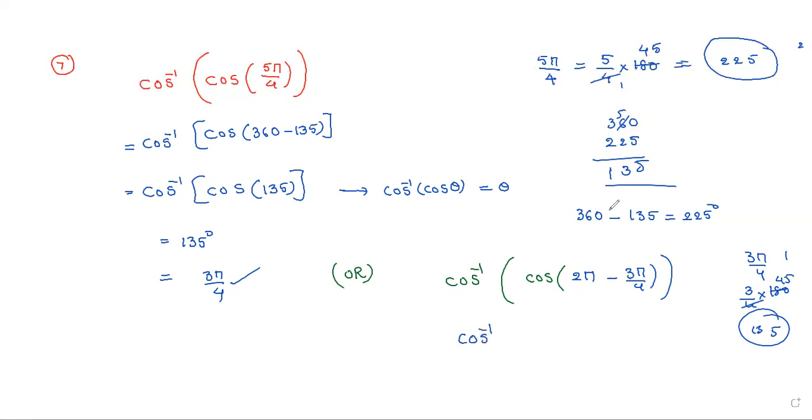So cos inverse of cos of 360 minus theta. Cos of 360 minus theta is in which quadrant? The fourth quadrant, where cos is positive, so it is plus cos theta. So cos inverse of cos theta, with theta equal to 3 pi by 4. Write it down.